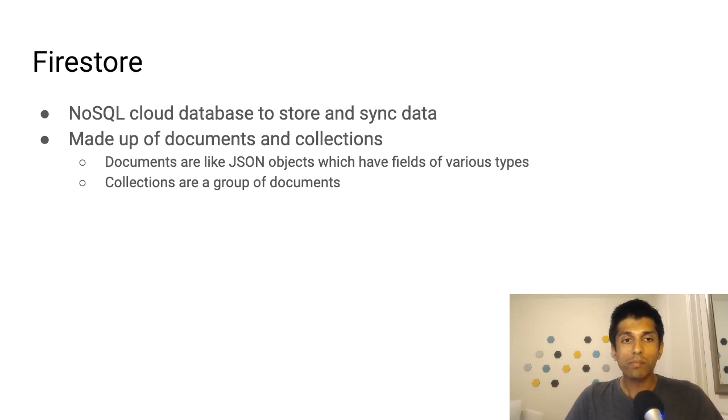The Firestore is made up of documents and collections. Documents are like JSON objects, which have fields of various types. Each document is part of a collection. The reason I like Firestore is that it gives you a lot of flexibility. Because it's NoSQL and there's not a really strict structure to the documents, you can actually add arbitrary key values, and that allows you to move a lot faster.